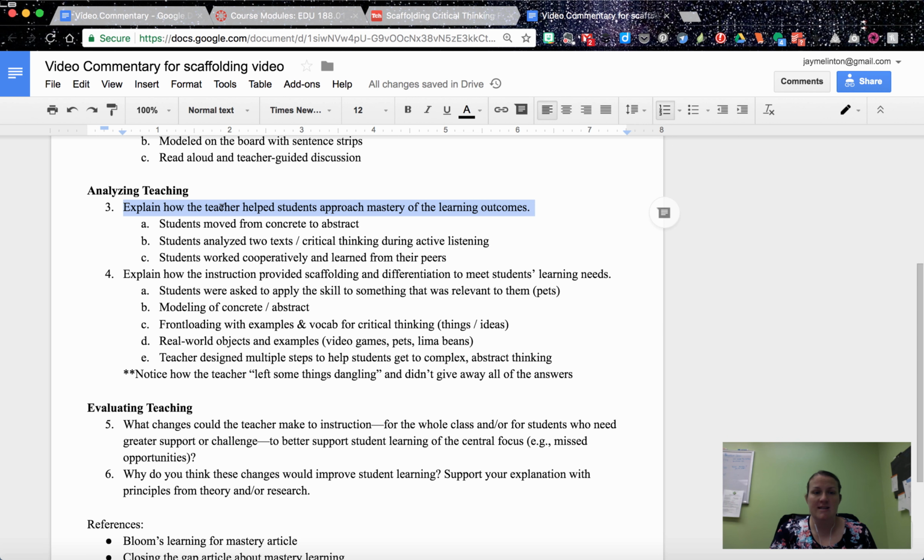Your next section is analyzing the teaching. So question 3 says, explain how the teacher helped students approach mastery of the learning outcomes. And this idea of mastery comes straight from our first 2 readings of Bloom, where we read about his mastery learning approach. So you can revisit your guided notes, look at the strategies we brainstormed for mastery learning, and then identify any of those strategies you might see in the lesson. And then again, you'll describe what those strategies were, and I've described some of them here. You'll flesh this out in more detail so that you actually have paragraphs describing those mastery learning strategies.